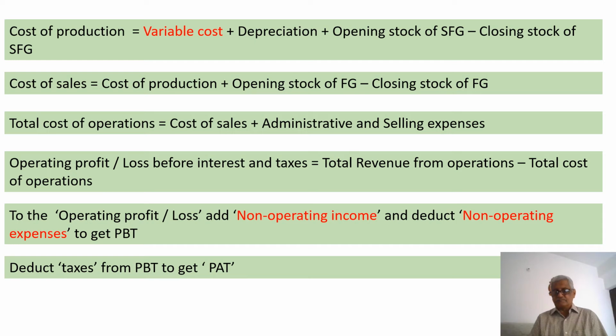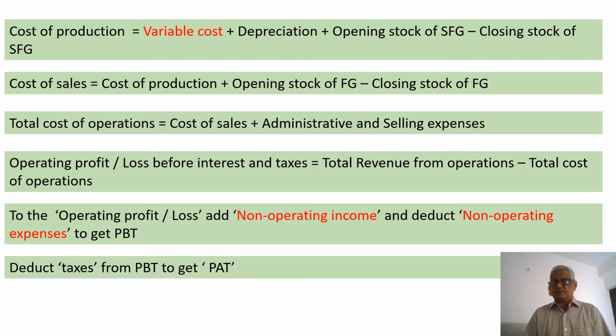So what we do is, we find out the revenue from operations or income from operations. Then you calculate the cost of production, which is equal to the variable cost plus depreciation plus opening stock of semi-finished goods minus closing stock of semi-finished goods. Then you go to cost of sales, which is equal to cost of production plus opening stock of finished goods minus closing stock of finished goods. Once you get the total cost of sales, cost of sales plus administration and selling expenses will give you the total cost of operations.